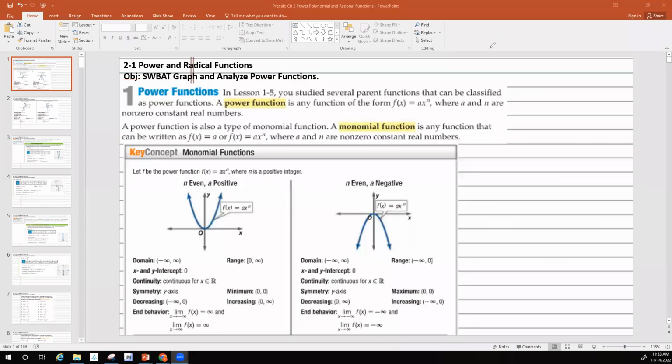All right. So here we are on chapter 2, 2.1, which is power and radical functions. So the objective is that you'll be able to graph and analyze power functions. So the first thing, power functions. In lesson 1.5, you studied several parent functions that can be classified as power functions. A power function is a function of the form f of x equals a times x to the nth power.